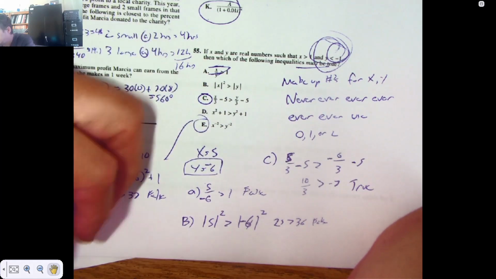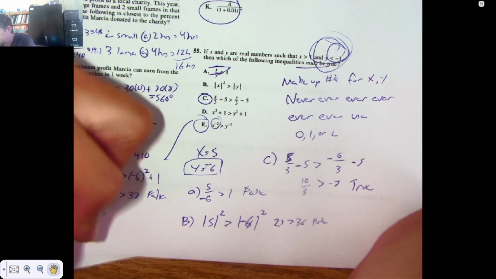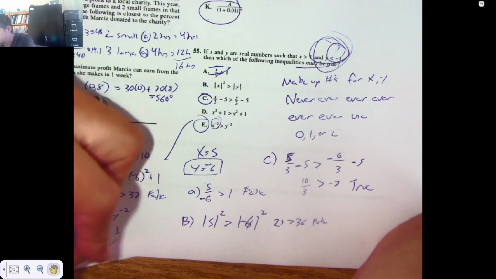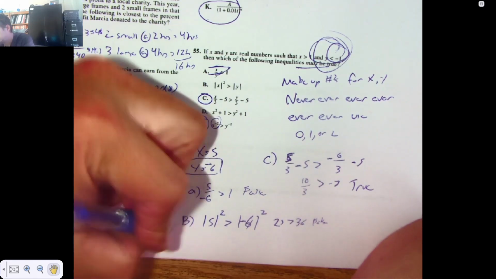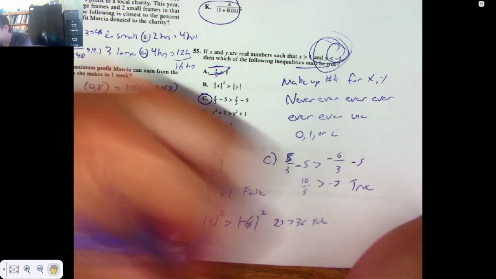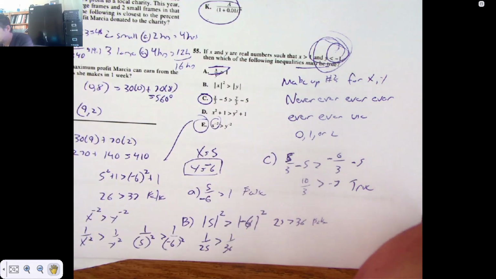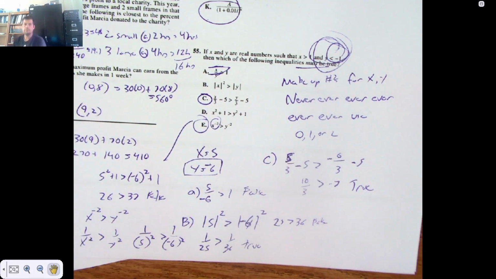And then we have E. They have a funny little exponent there. That's x to the negative second greater than y to the negative second, which is 1 over x squared greater than 1 over y squared. So this would be 1 over 5 squared greater than 1 over negative 6 squared. And 1/25 is bigger than 1/36. Ooh, we have a true statement. That sucks. It's between C and E.